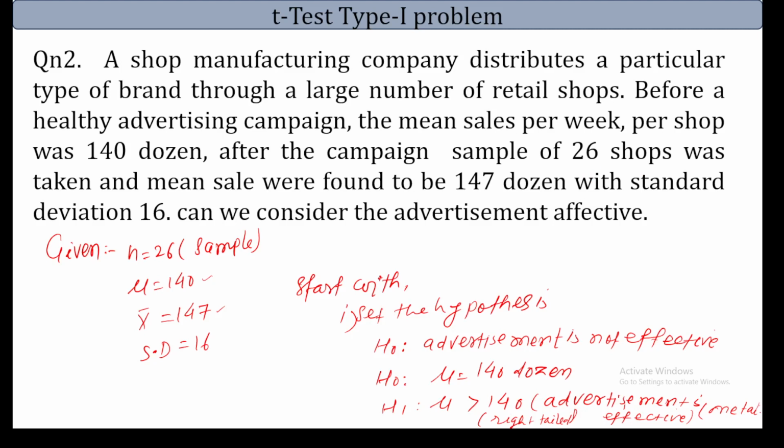So first we say mu is equal to 140 dozen, meaning the advertisement is not effective. Now they are saying the advertisement is effective. It is effective when the mean becomes greater than the already existing 140. If it is less than the existing one, then it is not effective. So they are asking for effective, so it should be greater than. So it means a right tail test.